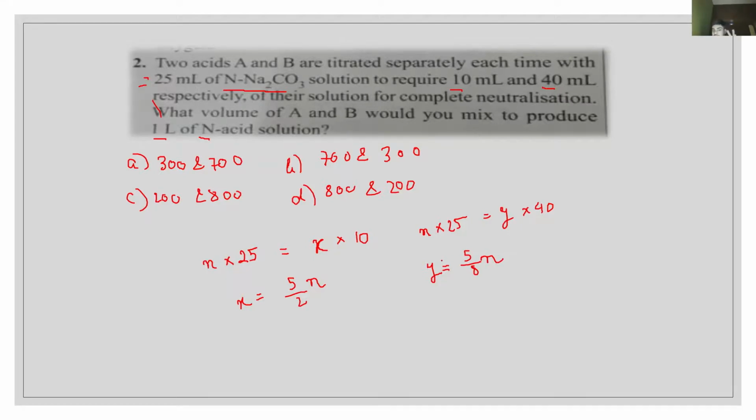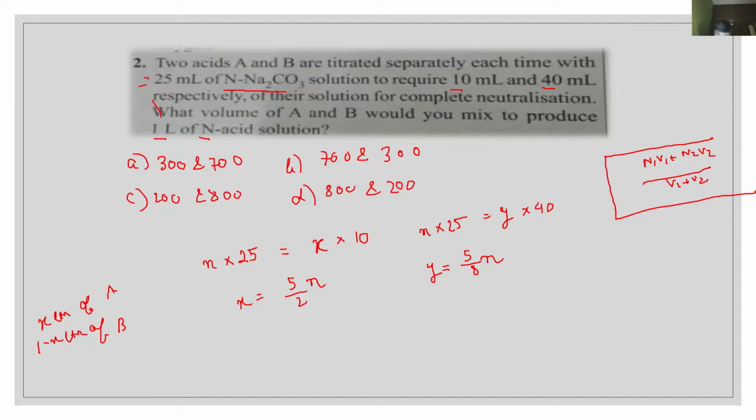Now we need to mix these two in such a manner that the resulting acid is N normal. So let me take X liter of A, and therefore 1 minus X liter of B. You know how to calculate the strength. I am writing the formula here in a box. Strength after mixing two acids is N1 V1 plus N2 V2 by V1 plus V2, the new normality.